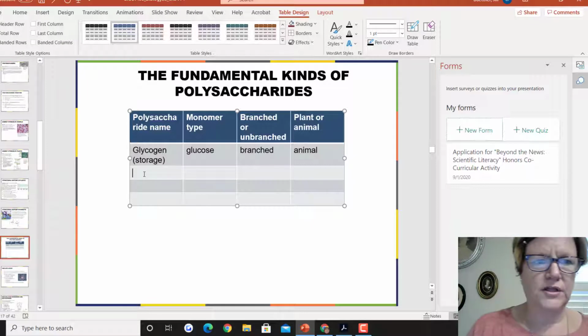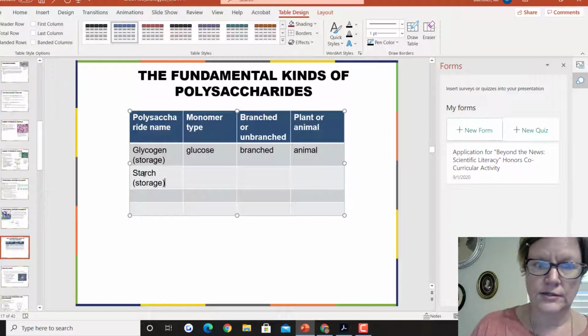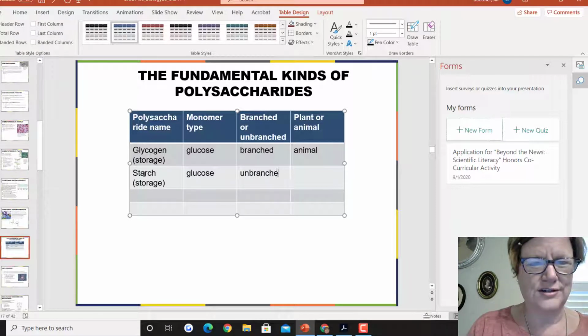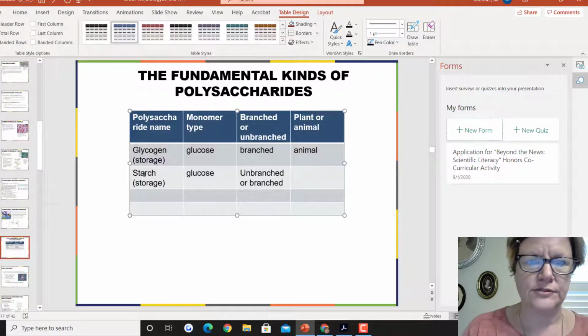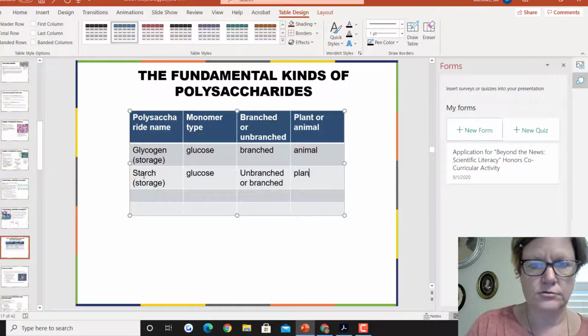The other storage polysaccharide is starch. And that is found in plants. It's made of glucose. It can be branched or unbranched. So there's a couple different forms. There's some types that are branched, some types that are unbranched. And then that is plants.